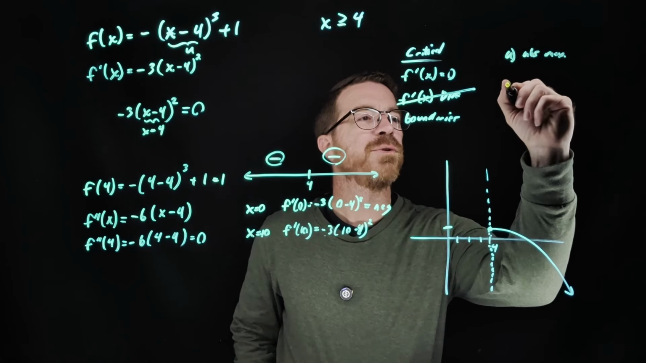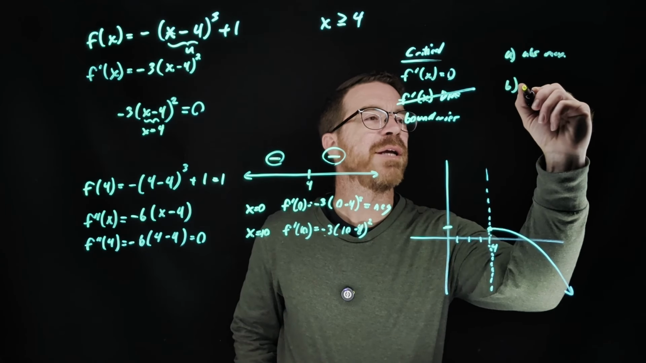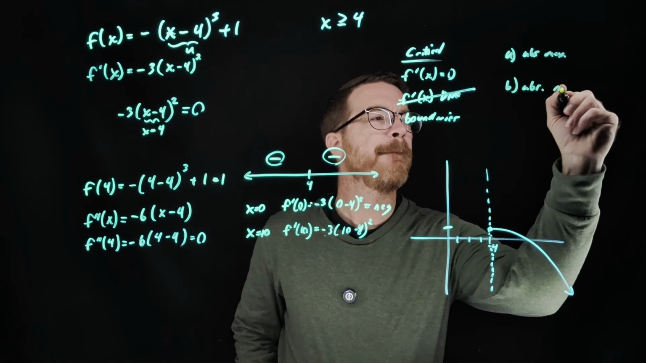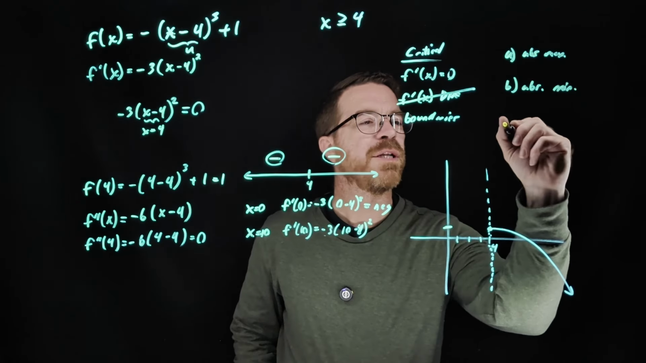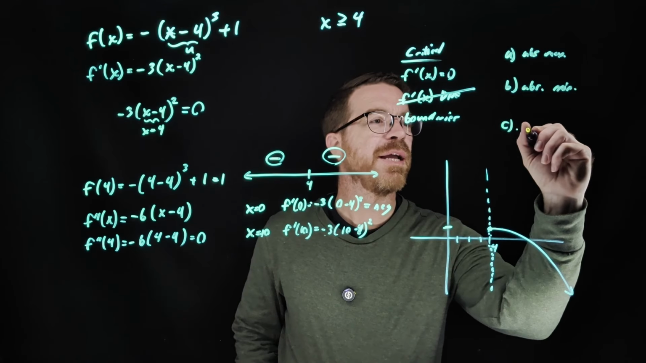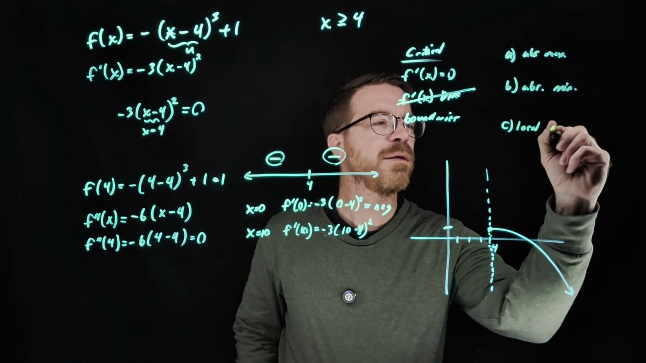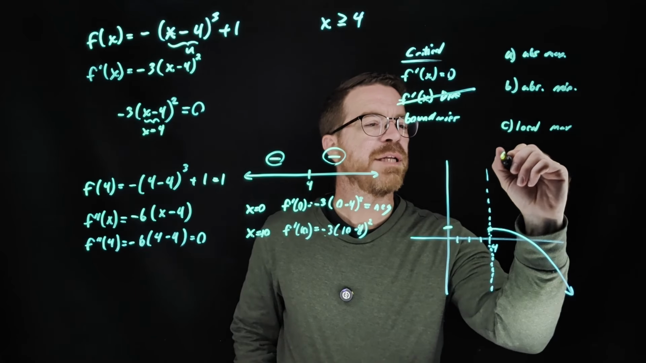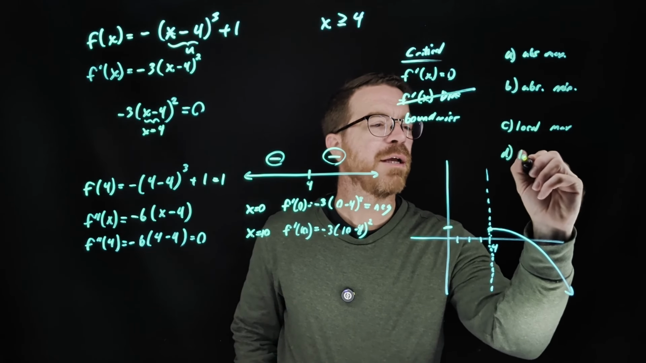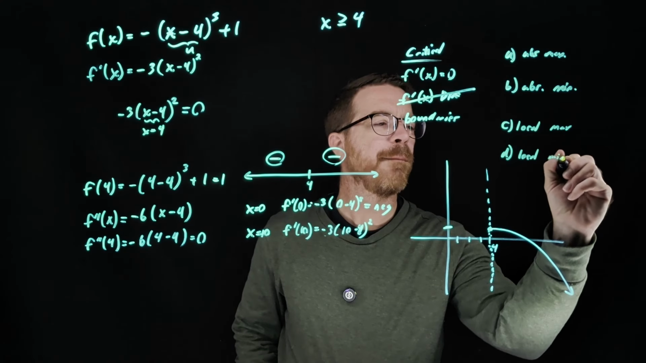We need to do B, where we have an absolute minimum. We need to do C, where we have a local max. And we need to do D, where we have a local minimum.